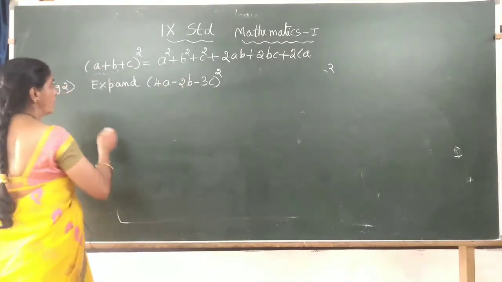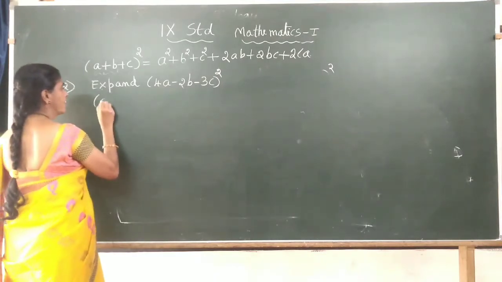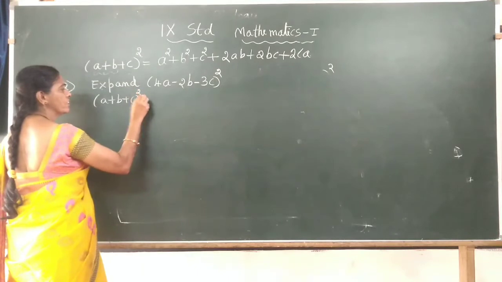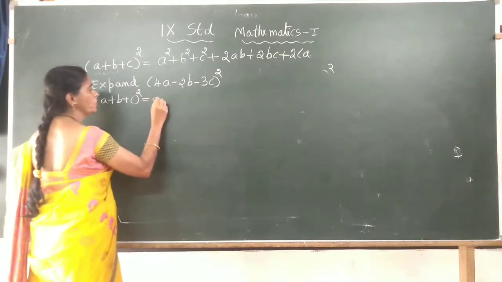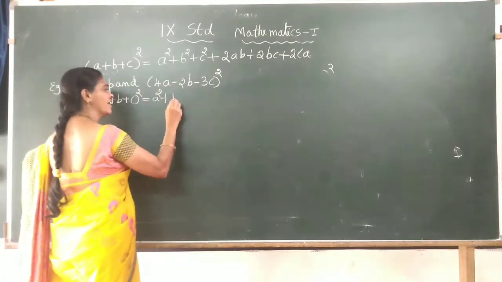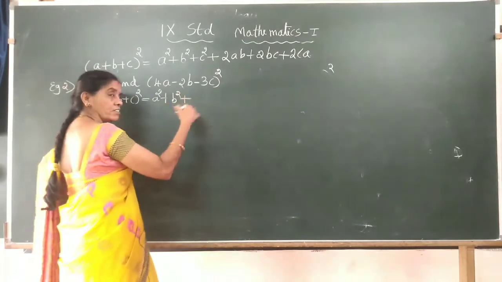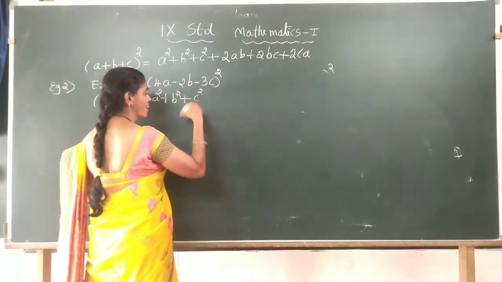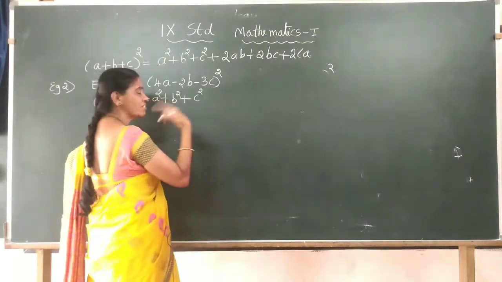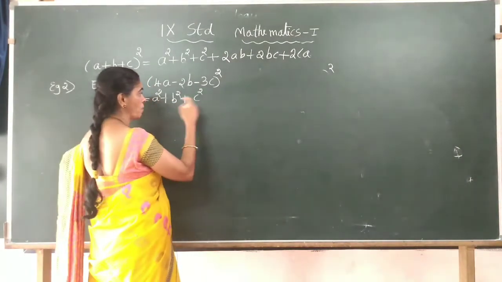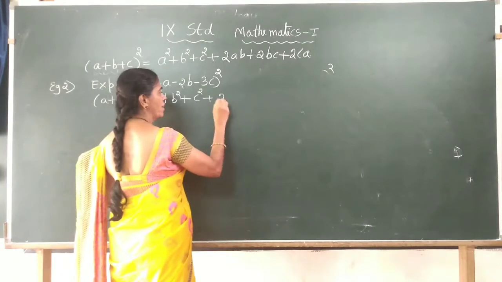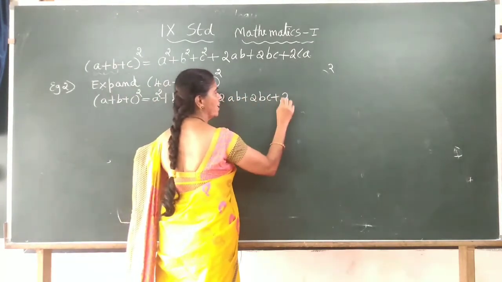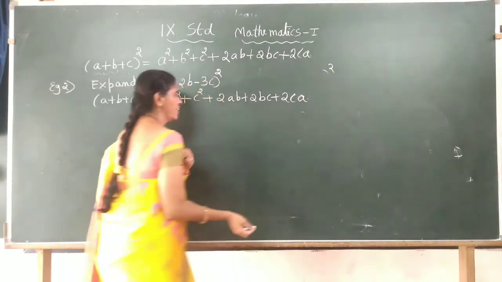Okay, now first I said always write the suitable identity to begin with. So this is the identity we have to use. Write it again and again, and it will remain in your mind. You can remember it without by-hearting. So write it, say it while writing also. A square plus B square plus C square plus 2AB plus 2BC plus 2CA. So this is the identity.